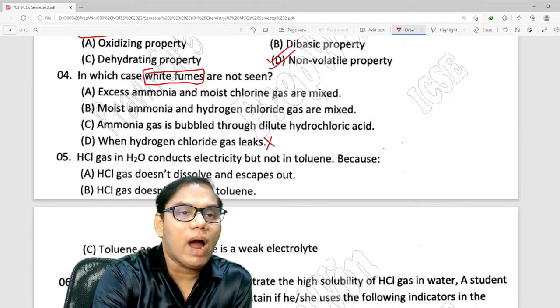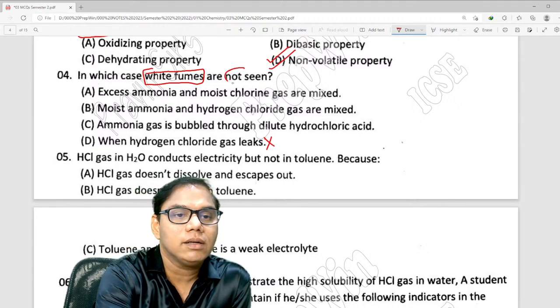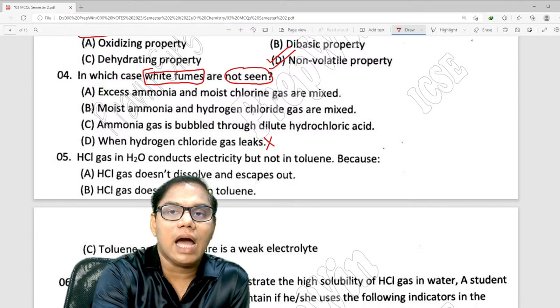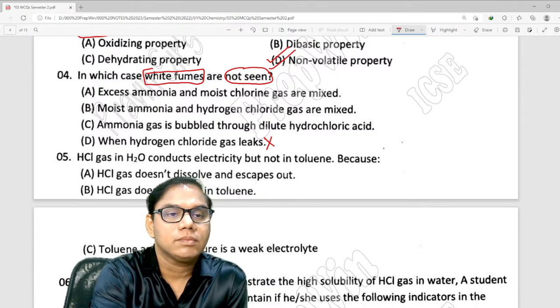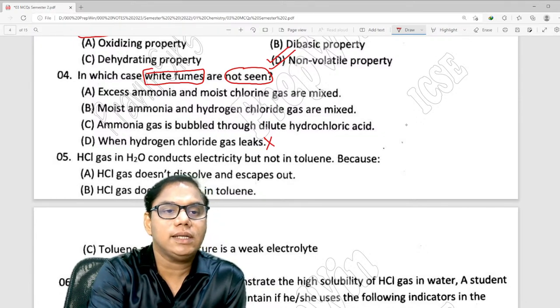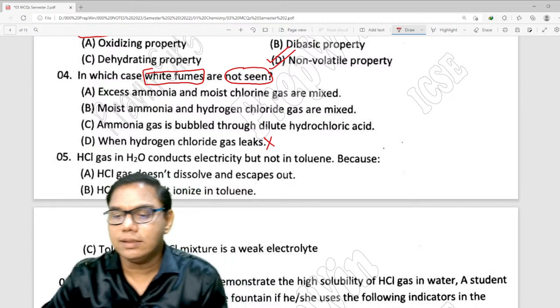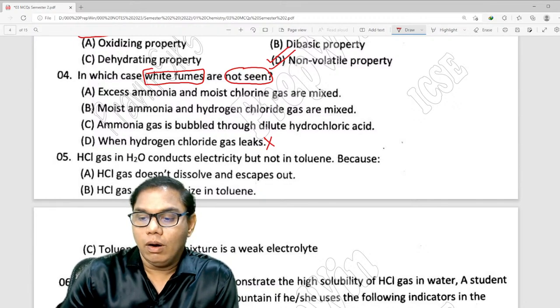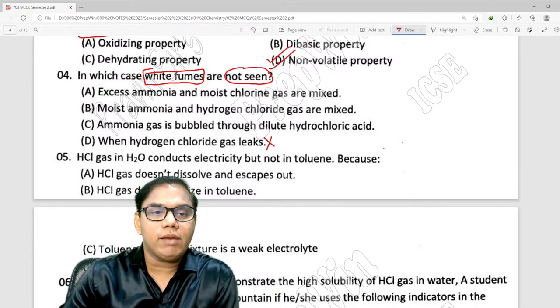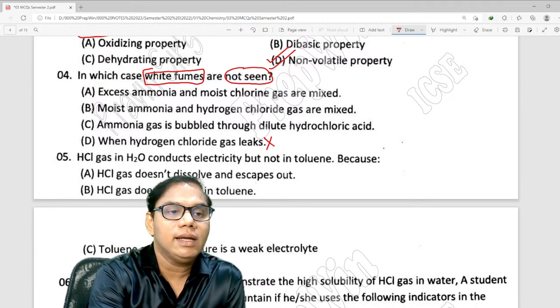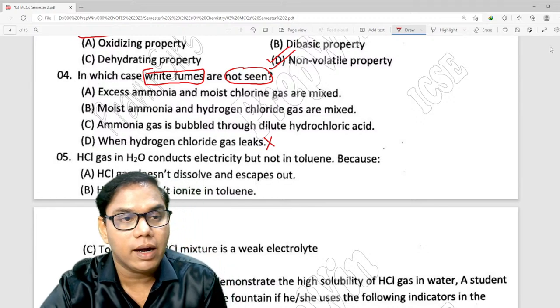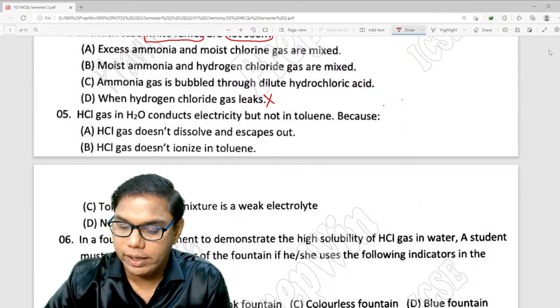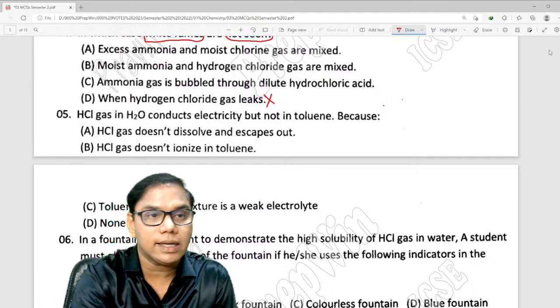No, the question is that white fumes are not seen. Okay, white fumes are not seen. Should I give the correct answer? Okay, when it mixes in the atmosphere, it produces a fume. Correct answer is answer C. Do you agree or not? Okay, correct answer is answer C.